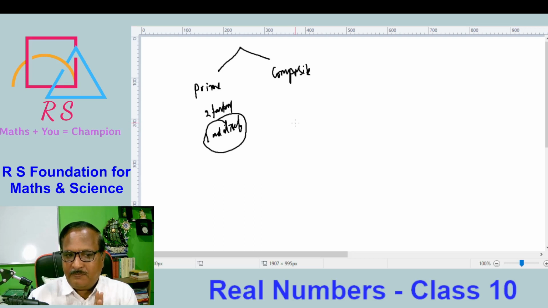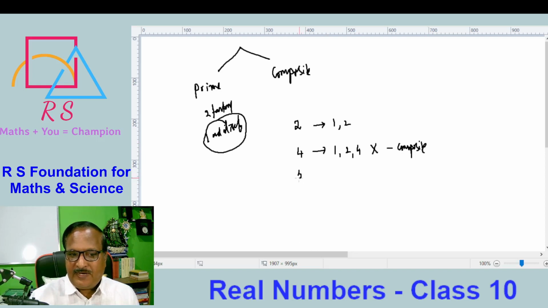I will give you examples. For example, 2 is there. So there are only two factors. For example, 4 is there. So 1 is a factor, 2 is a factor, and 4 is a factor. So 4 is not a prime number. It is a composite number. Let us say 5. 5 is also having two factors. 1 is a factor, 5 is a factor. So it is a prime number, right? Prime number.